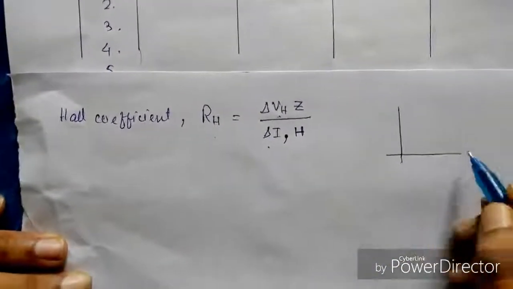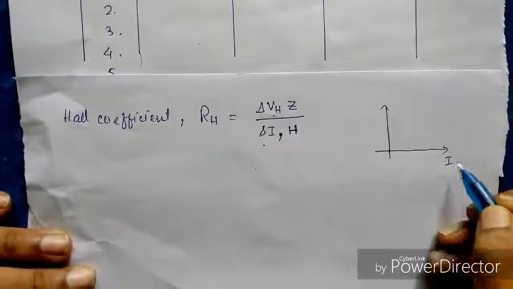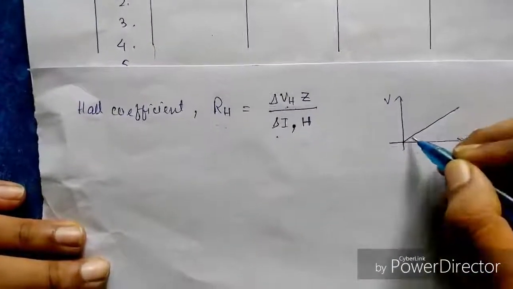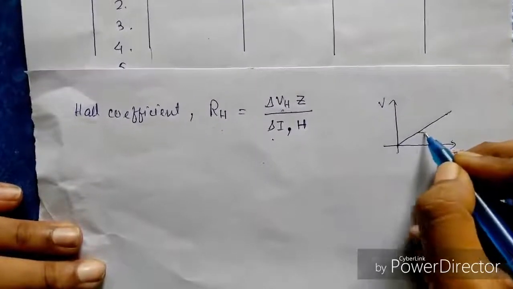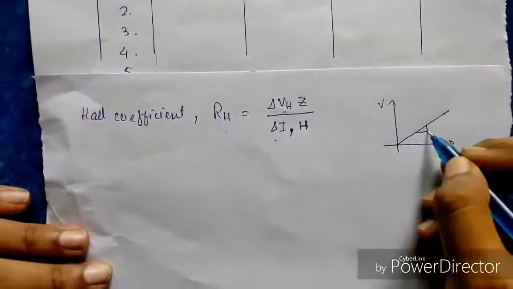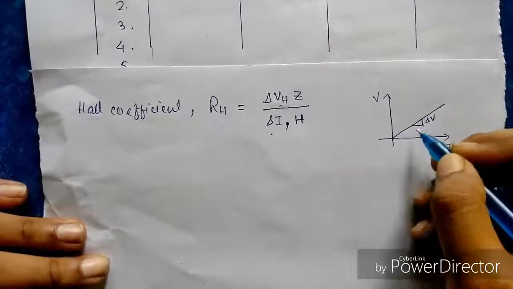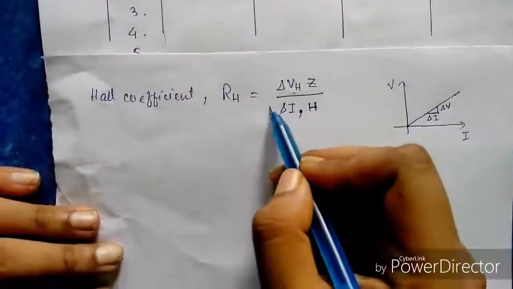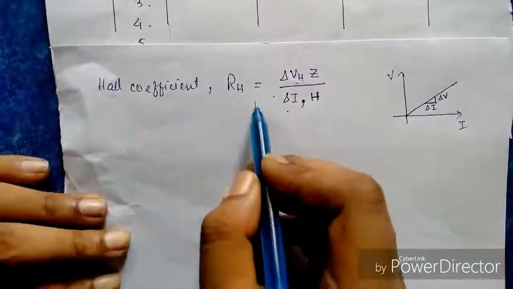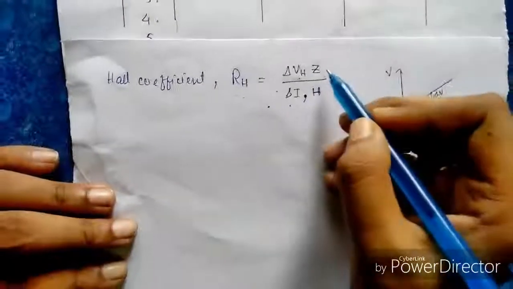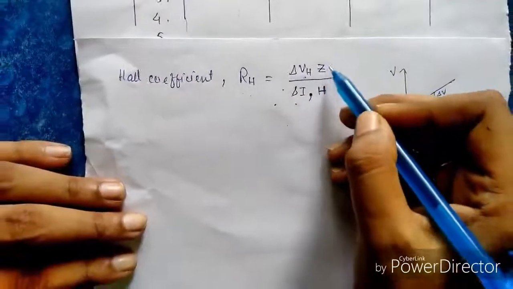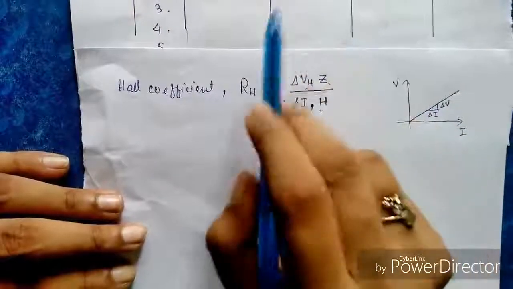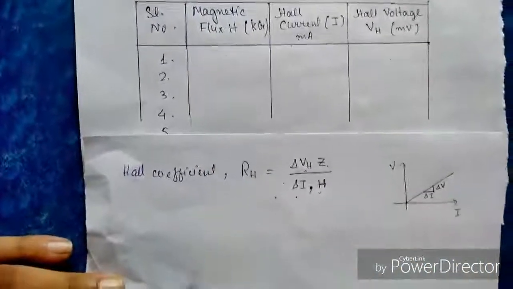So if we plot the graph between the Hall current and the Hall voltage, we will get a straight line. And by finding the value of delta V and delta I, we can put these values into this equation, and finally we will get the value of the Hall coefficient by putting the value of Z, that is the thickness of the material, and H, that is the magnetic flux given to the specimen.